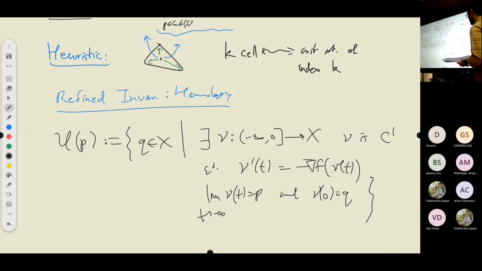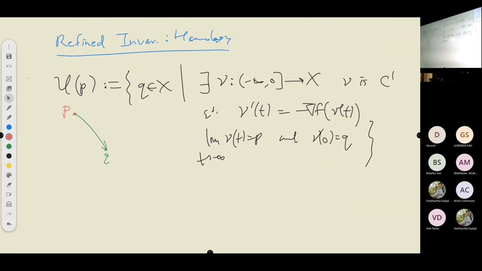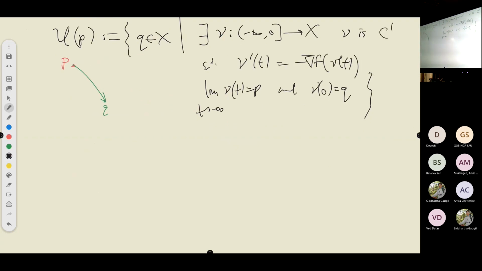So these are trajectories of this sort. You have a red critical point over here, and your trajectory, I should be careful about my color scheme, let's say green, then it hits over there. It's supposed to be P. Okay. So keeping in line with that heuristic, this is supposed to be your K cell of sorts. And to put this on a firmer footing, it's called the unstable manifold.